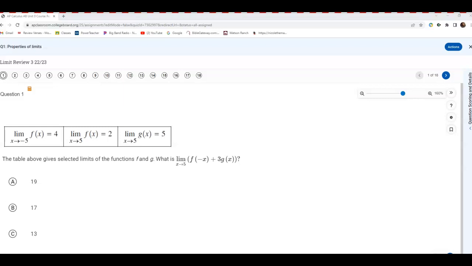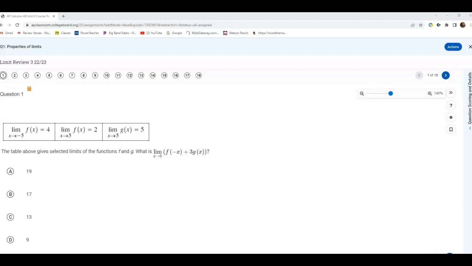Guys, I'm going to be going through some of the odd problems here. So for question 1, they give us a couple of limits up there. And the directions say the table above gives selected limits of the functions f and g. What is the limit of this expression? And they just want to verify that you do understand the properties of limits.